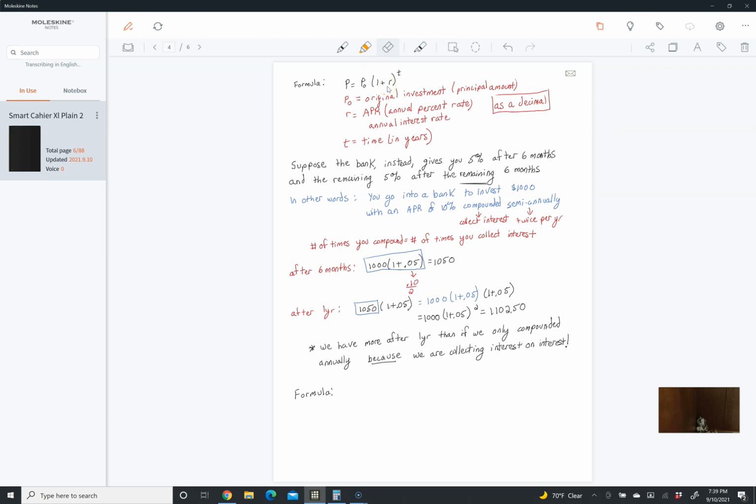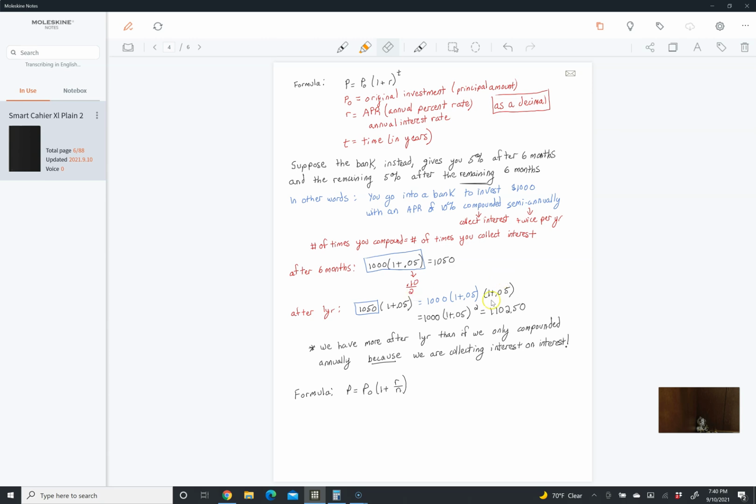The difference is that we have to take into account that when we collect interest, we're actually not collecting R each time. We're collecting R over the number of times that we're actually compounding annually. So here we collected 0.05 divided by 2 because we were collecting interest twice per year. But if we collected n times per year, then we're going to divide r by n. So it's going to be 1 plus r over n.